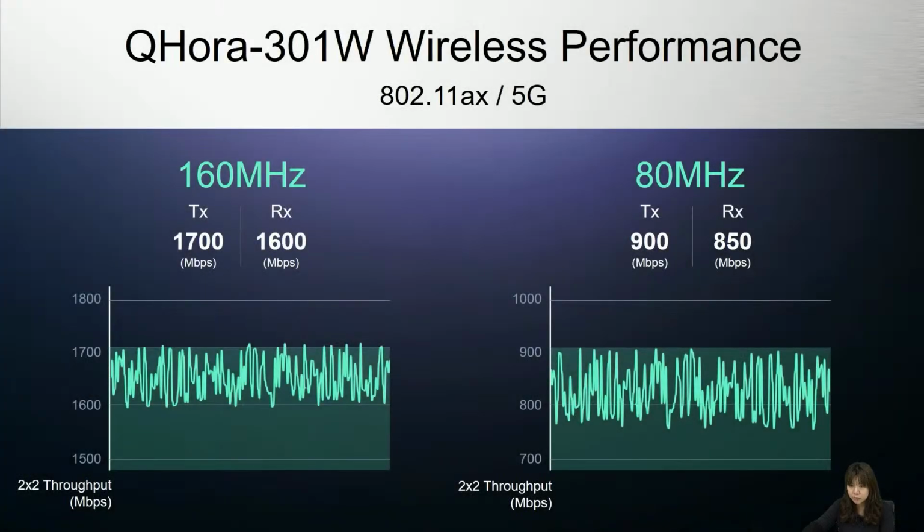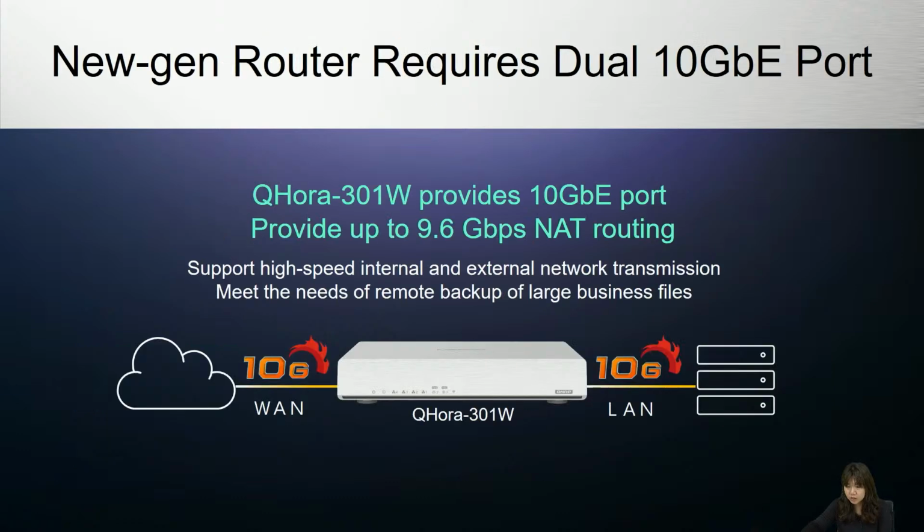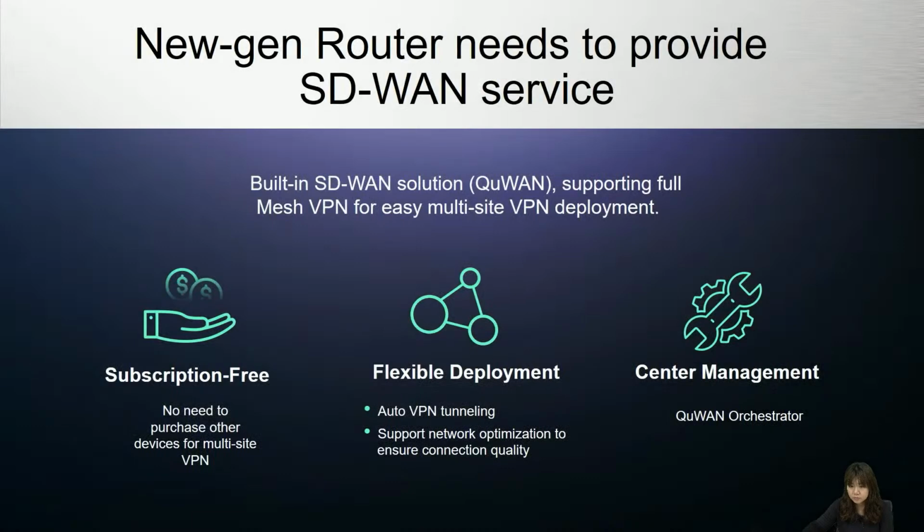Here's the QHora-301W performance. For 160 megahertz, it will provide up to 1.6 gigabits per second throughput, and for 80 megahertz, we provide up to 900 megabits per second. This is under the spec of providing up to 9.6 gigabits per second and 18 routing. The spec will also meet the needs of remote backup.